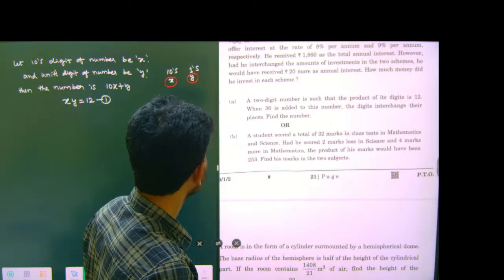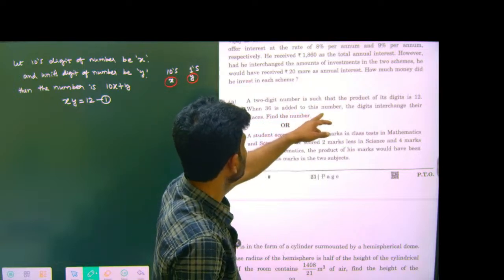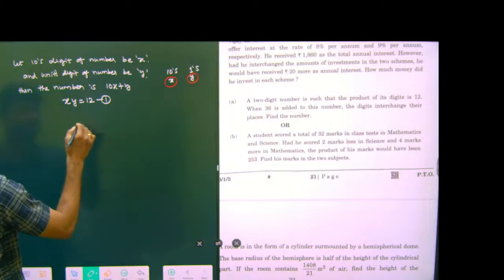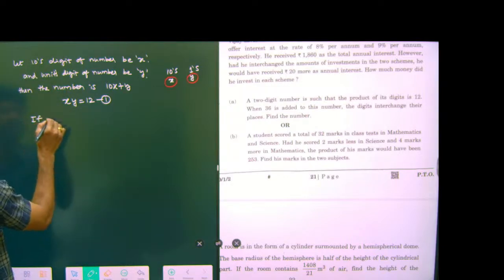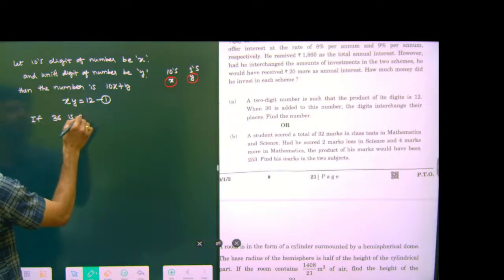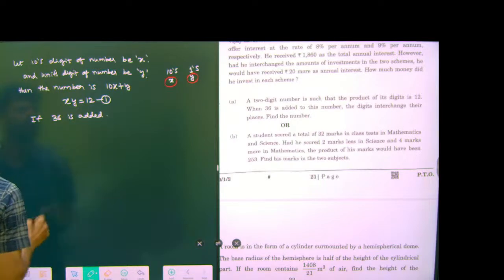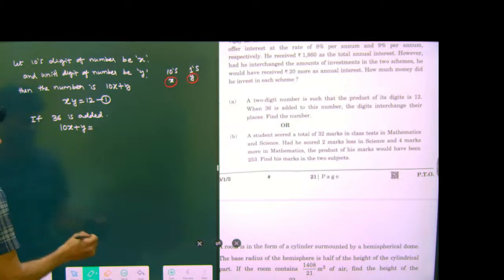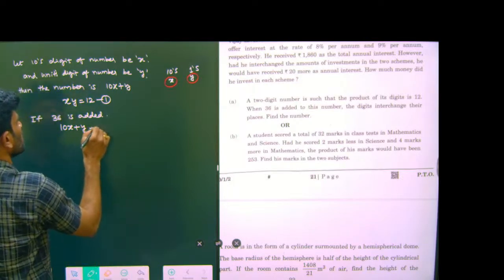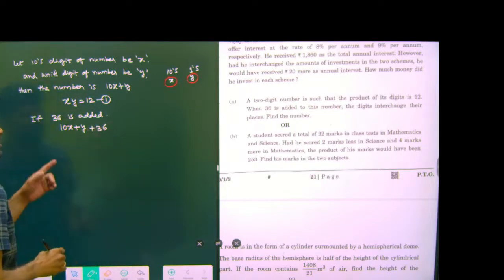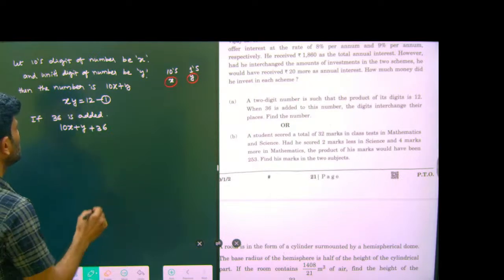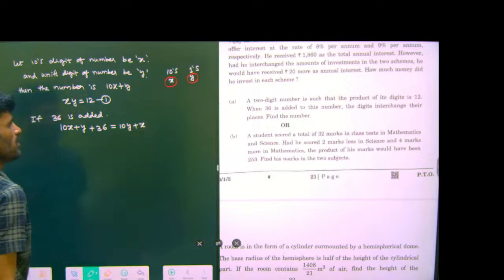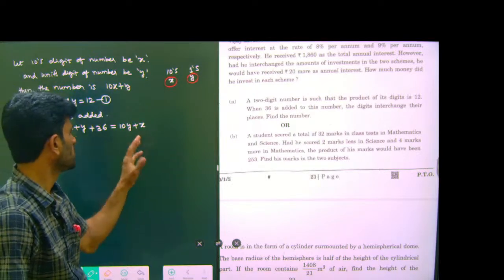And the next thing given: if 36 is added to the number, the digits interchange their places. What is our number? 10x plus y. Then if 36 is added, 10x plus y plus 36. What happens? The digits interchange. When the digits interchange, the number becomes 10y plus x. So 10x plus y plus 36 is equal to 10y plus x.